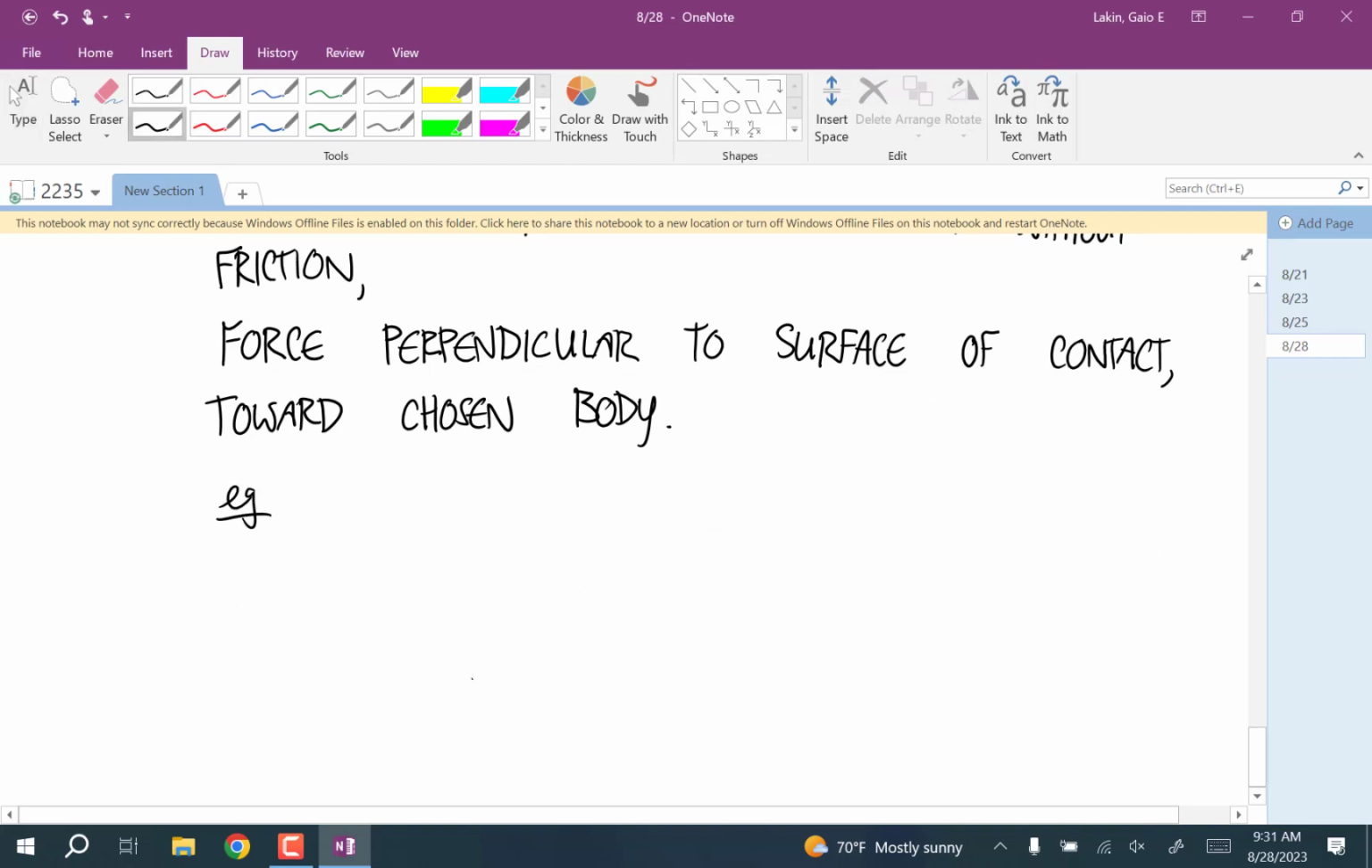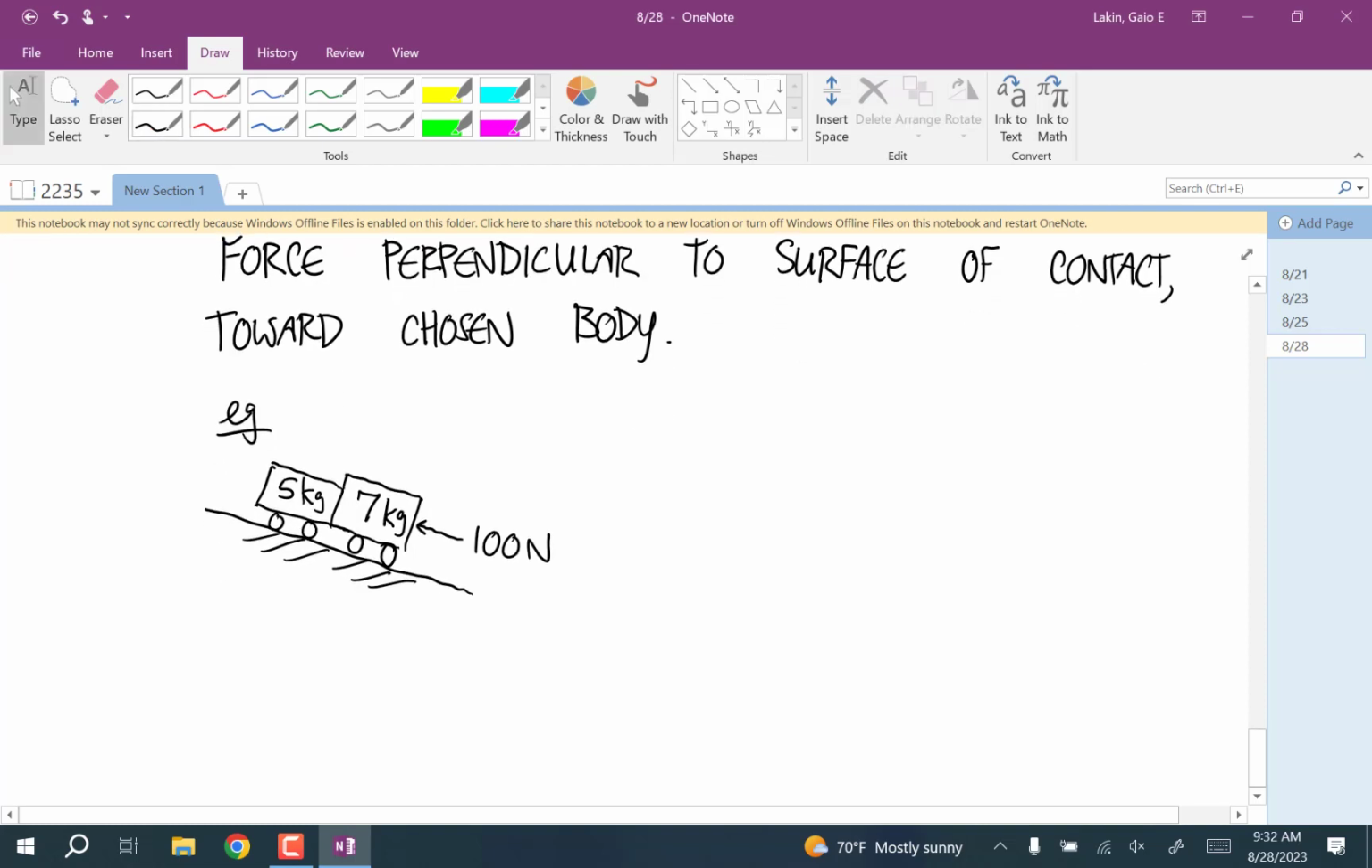So for example, if you have an incline and two carts on this incline that are pushing on each other, let's say this one's 5 kilograms, this one's 7 kilograms, and then you have a 100 Newton force pushing there on the 7. There are friction contacts between the incline and the wheels for each of these, and there's a frictionless contact between the two carts.